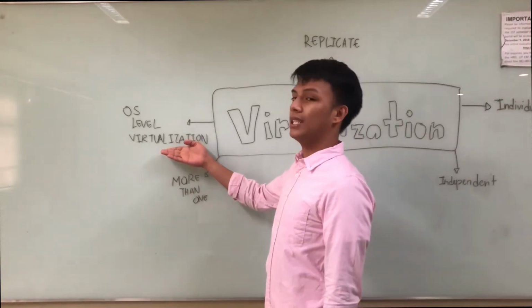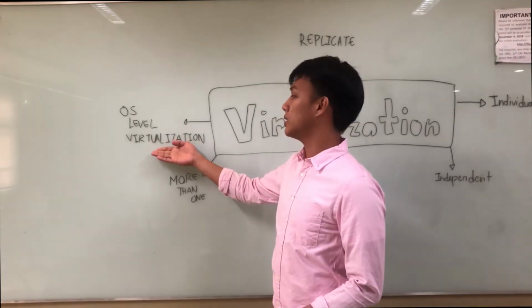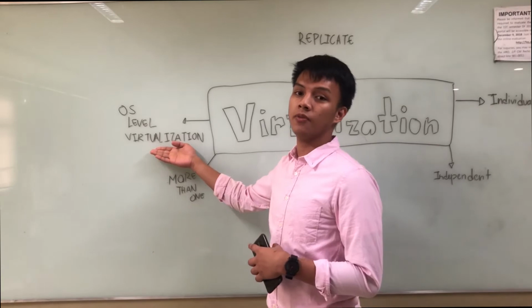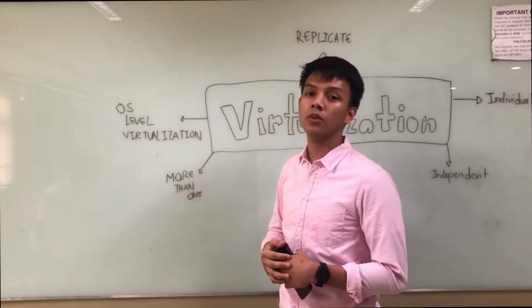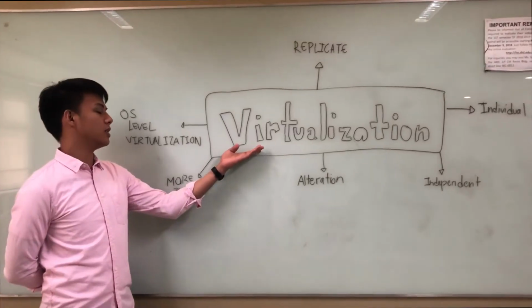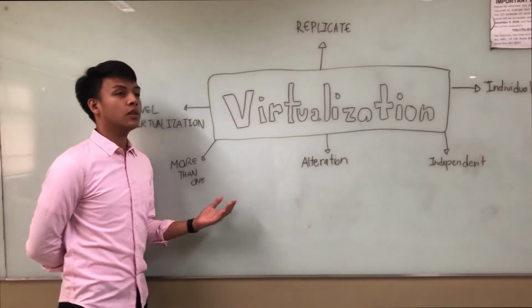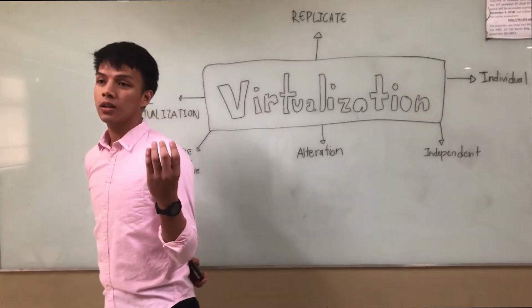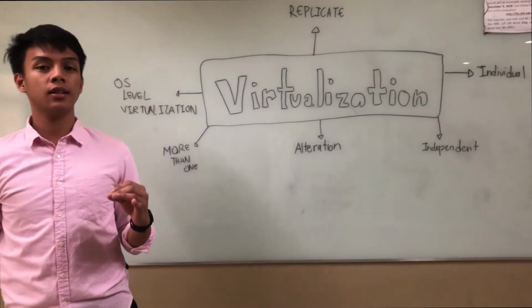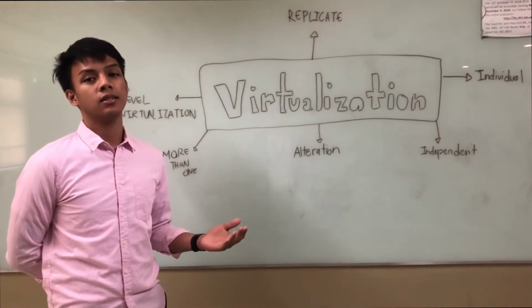So here, the OS level virtualization is a type of virtual technology that works only in a computer operating system. The second is more than one. With more than one, the kernel of an operating system allows more than one isolated user space instance to exist.